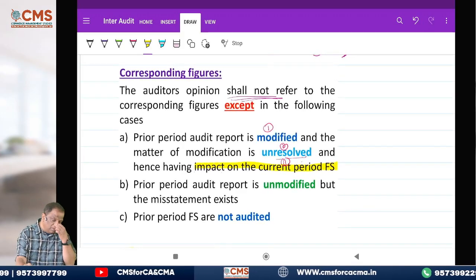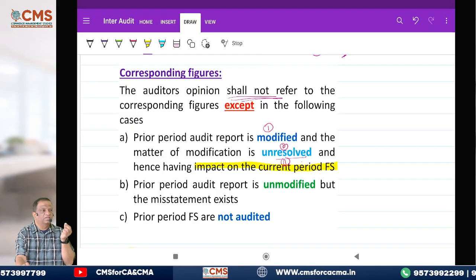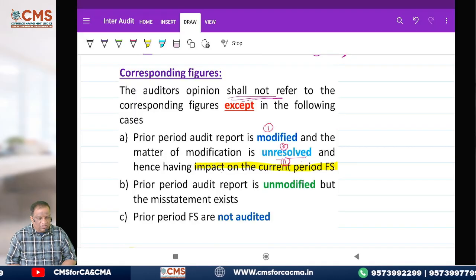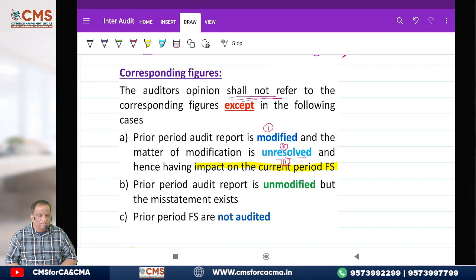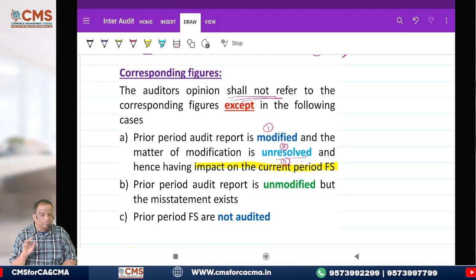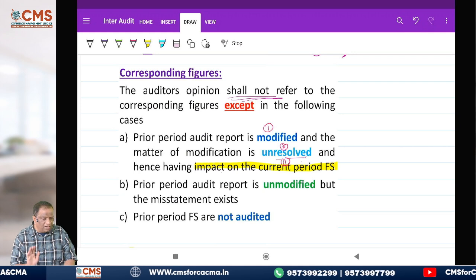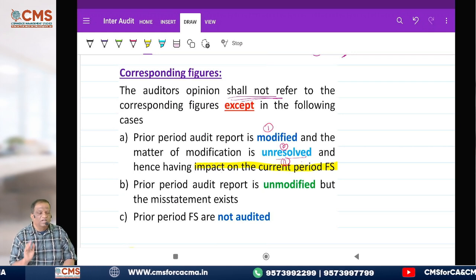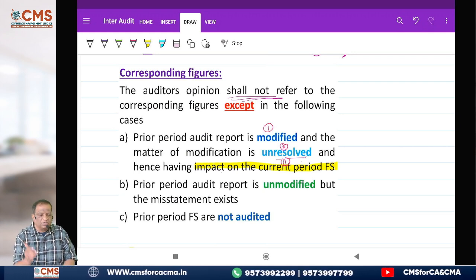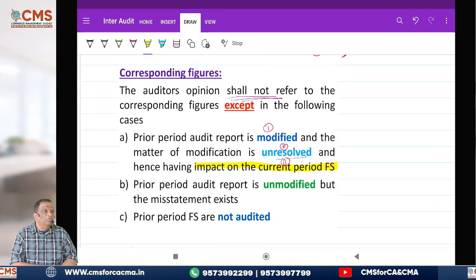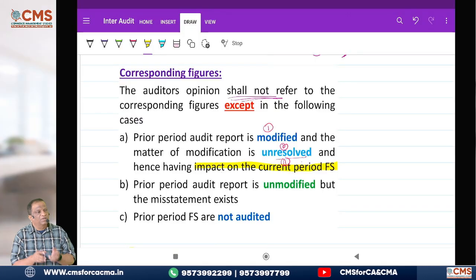Then comes corresponding figures. Under the corresponding method, as we discussed, the thumb rule is that since you adopted the corresponding method, you will not be referring anything to the corresponding figures. The audit opinion shall refer only to the current period and not to the corresponding figure. But there are certain exceptions. These exceptions are what are being asked in the examination. What are these exceptions? The first one is simple.